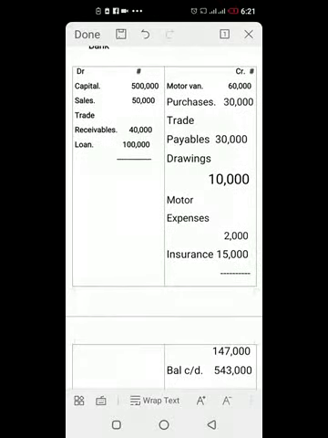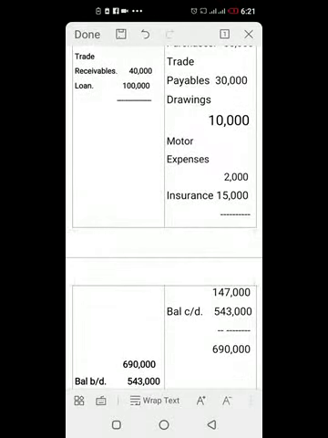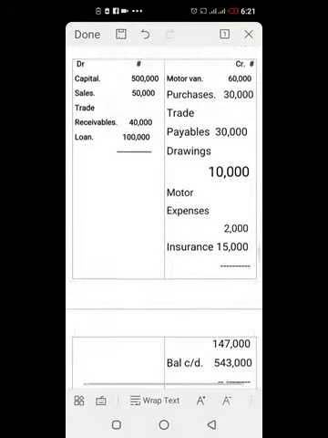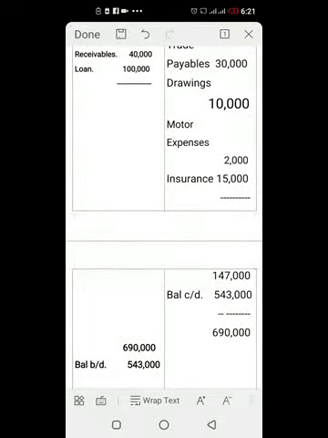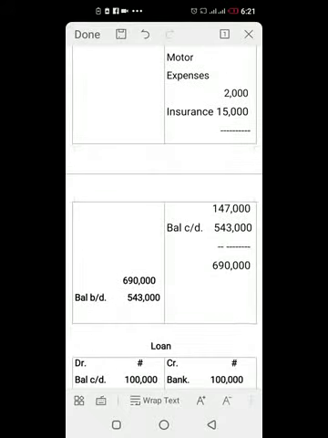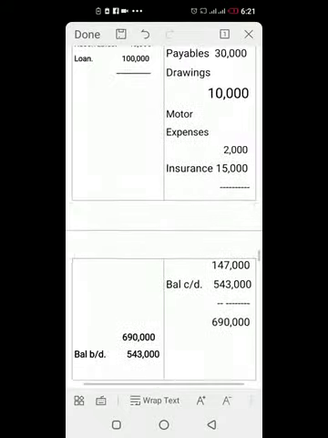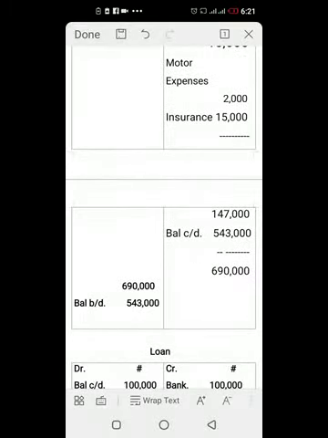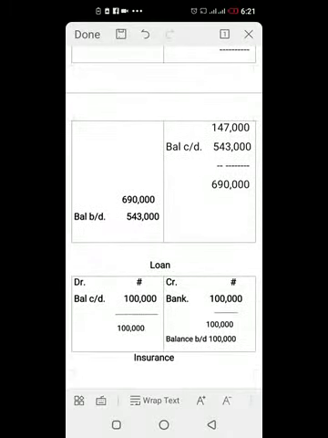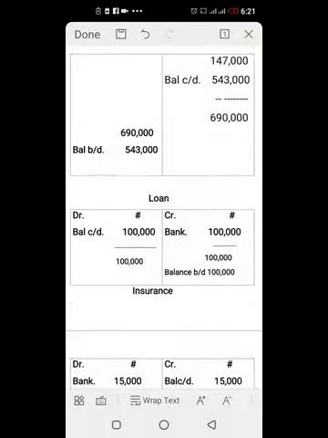When we add them, we discover that the debit side is more than the credit side in bank. So because of that, we'll bring balance carried down 543,000 naira to make it equal with the debit side. And then in the debit side, we write balance brought down 543,000 naira. That will take us to loan. The same thing will be done in loan.